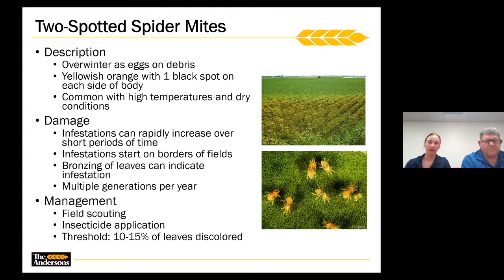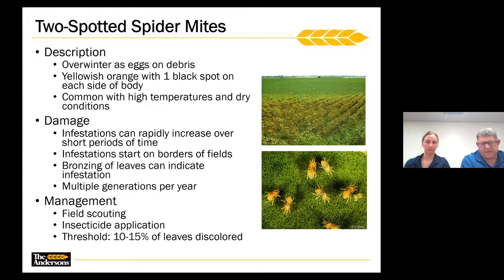You'll find infestations start usually around the perimeter and borders of the fields, and they're very small, but if you look really closely at them, they are very orange color, reddish color with a spot on each side. Infestations can occur rapidly, and when it comes to scouting your fields, if you have about 10 to 15% of your leaves discolored, that's when it is time to take action with an insecticide.